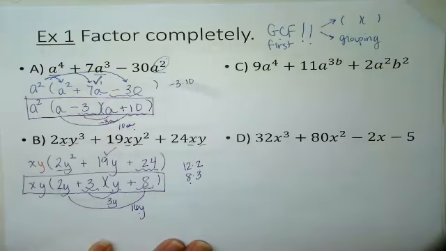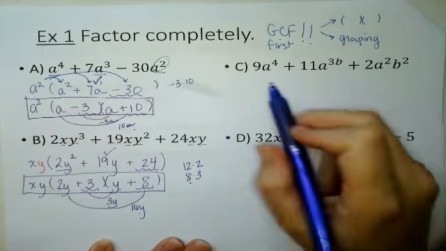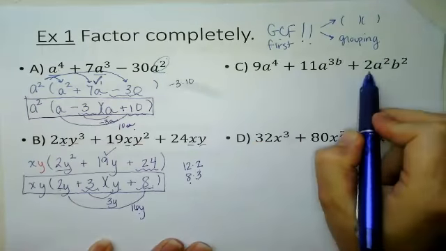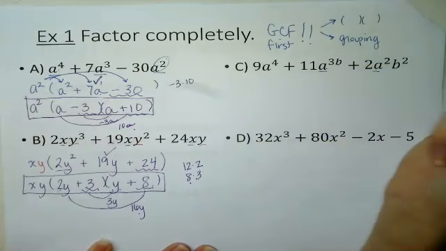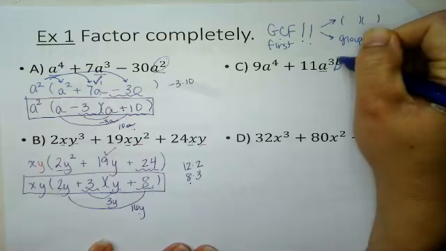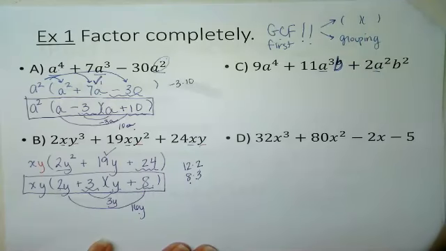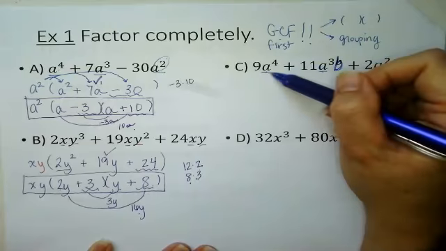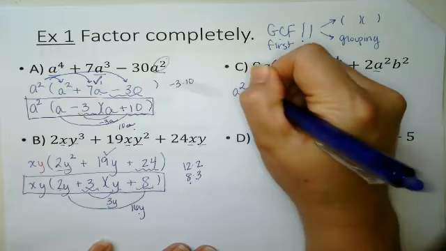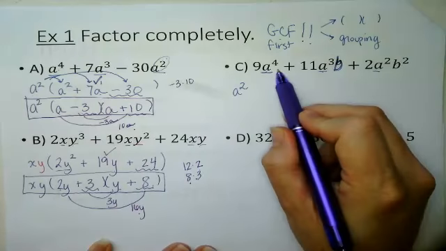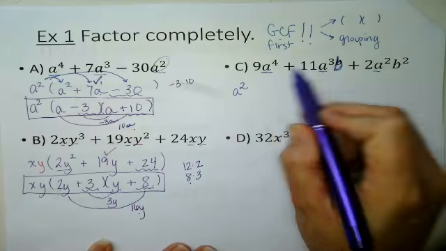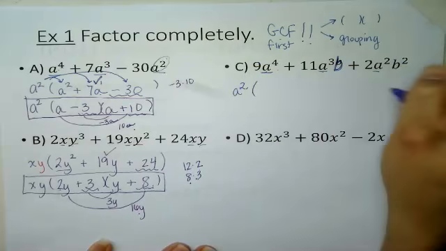All right, let's see what we've got on the letter C here. 9, 11, and 2. Nothing in common there. But I notice a squared, uh-oh, I have a typo. That's supposed to be a big B. A squared with an a cubed and an a to the fourth. So I can definitely take out a squared from each of those. And then when I look, I cannot take out the b. This one does not have a b. So I can't take out a b from each term. That's all I can do right there.